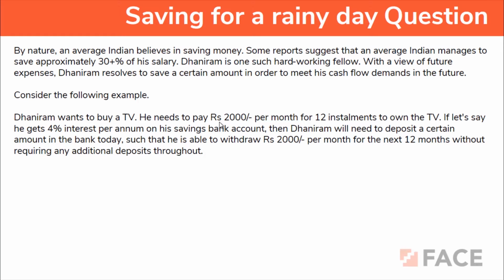So for example, he has got a TV for which he has to pay an installment of 2000 per month for 12 months, 12 months at a stretch. So what he'll do is simply deposit some amount such that every month 2000 would be automatically deducted and he need not keep track of it in the future. So that is his basic plan.